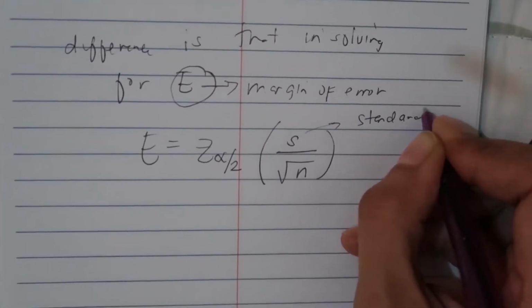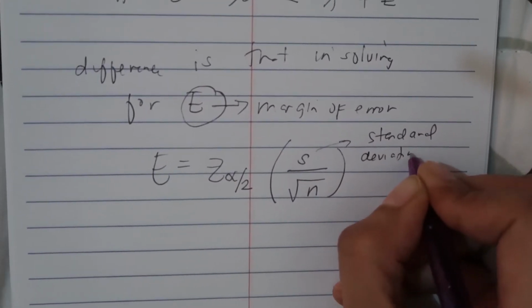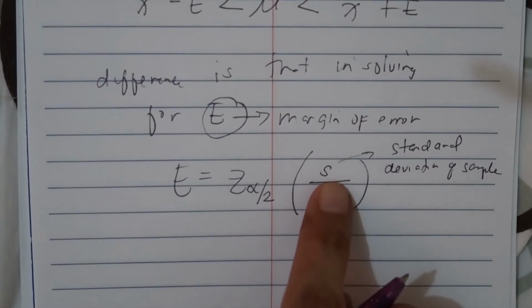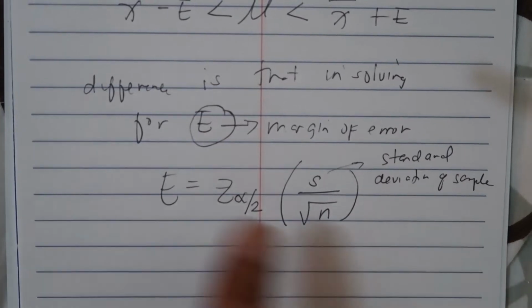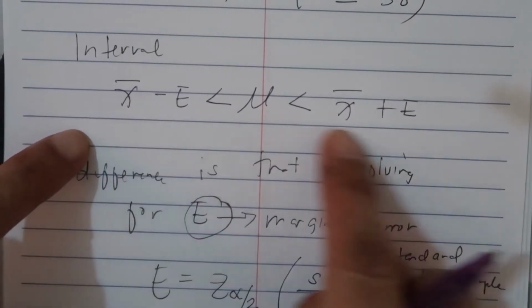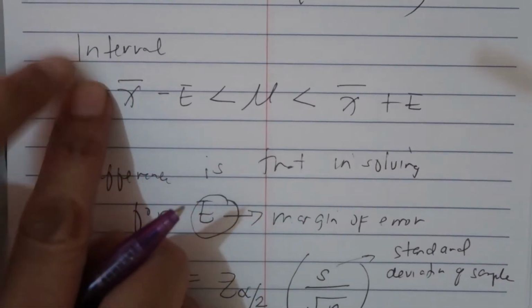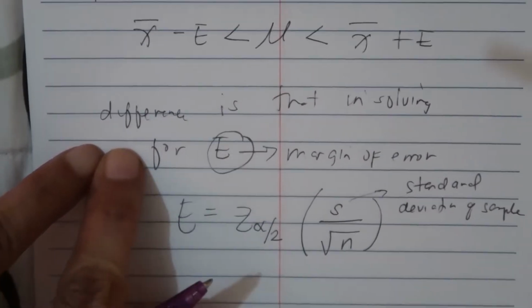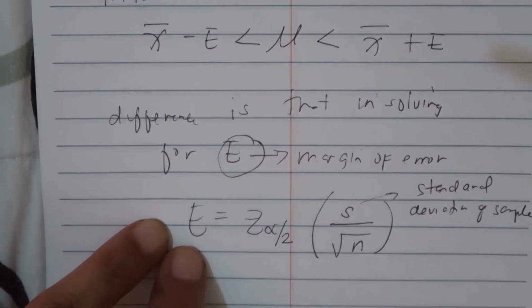Standard deviation of the sample. So the given is the standard deviation of the sample. So that's the only difference. The concept or the procedure in getting the interval is the same as in the first condition. The only difference is in getting the margin of error.